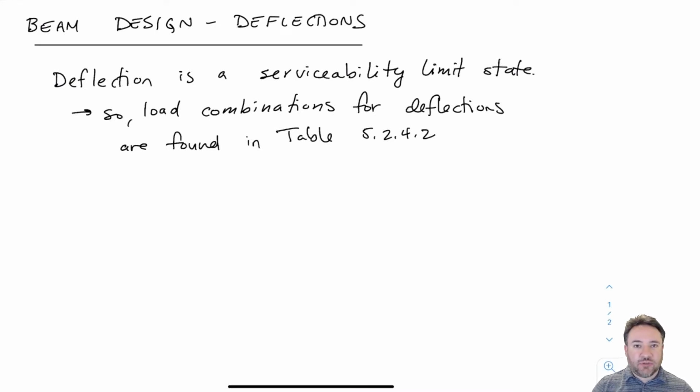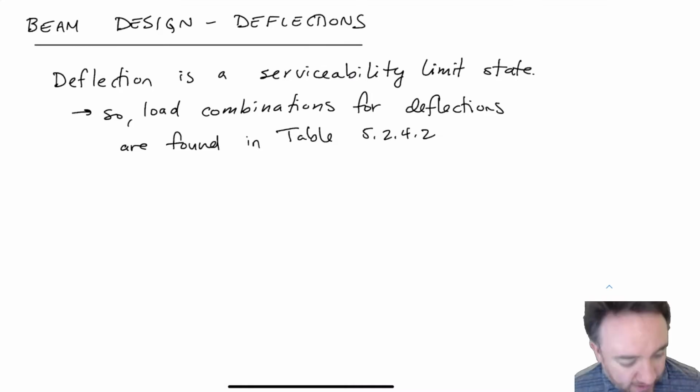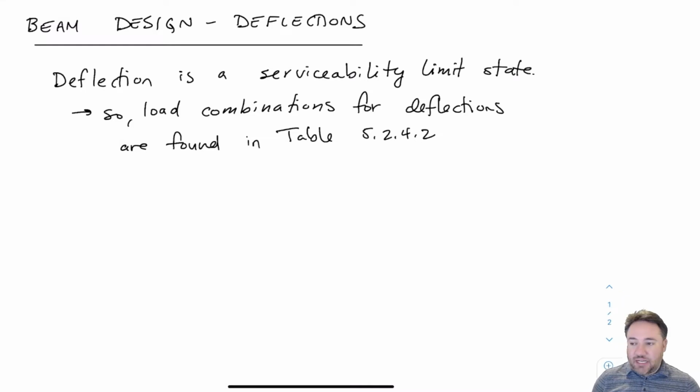I'm Jeff Rochko from Carleton University, and in this video we are going to continue discussion of beam design and talk about design for deflection limits. So deflection, unlike the bending strength that we were talking about previously, is a serviceability limit state, which means that we have different load combinations to consider than we did for the ultimate limit strengths.